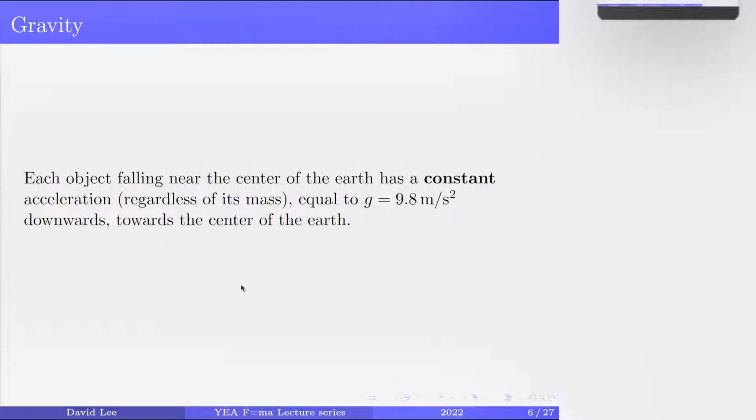And there's also gravity, which we'll see a lot in 2-dimensional problems. Any object falling near the center of the Earth will have a constant acceleration of 9.8 meters per second squared downwards towards the center of the Earth.